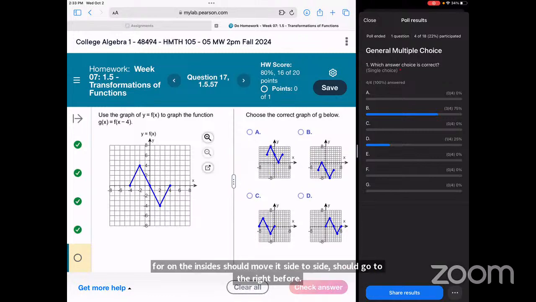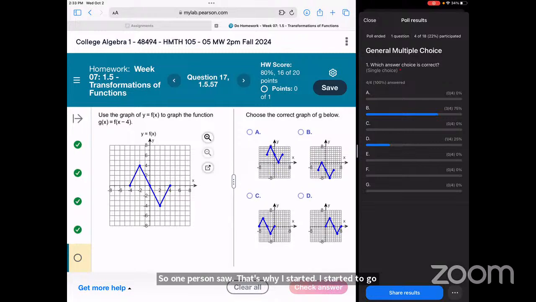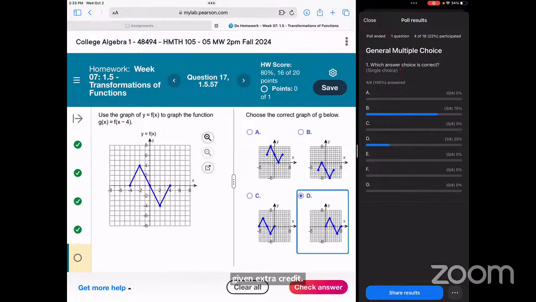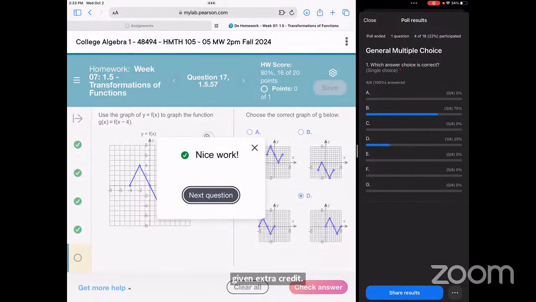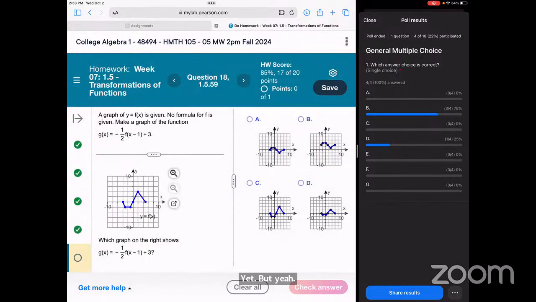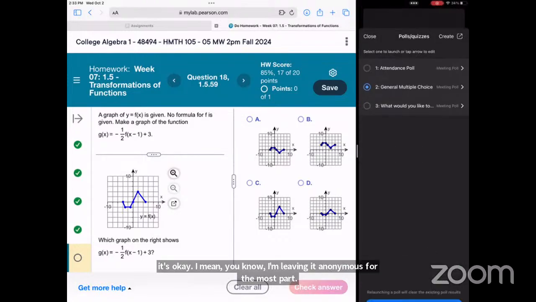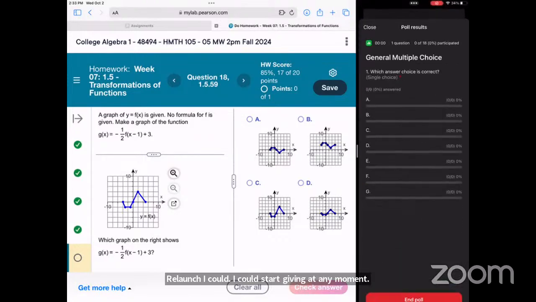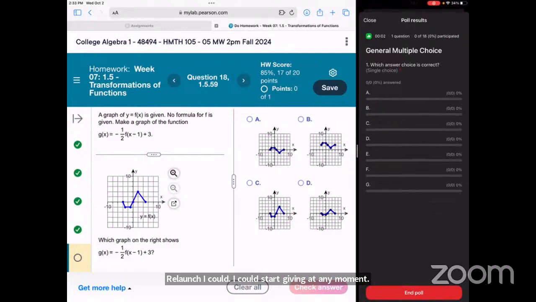So one person saw it. That's why I started stalling. I started to go with it, and I was like, wait a minute. And I stalled, and one person picked it up. If I was giving extra credit, only one person would get it in that case. I'm not officially doing it yet. But it's okay. I'm leaving it anonymous for the most part. Relaunch. I could start giving extra credit at any moment. You never know when I will and won't do it, if I'm going to do it at all.